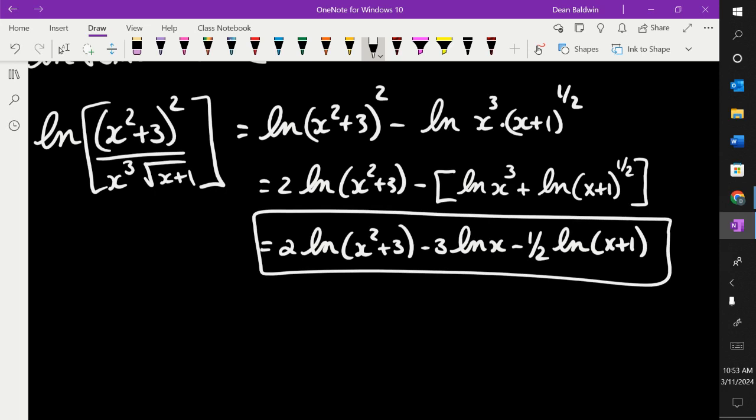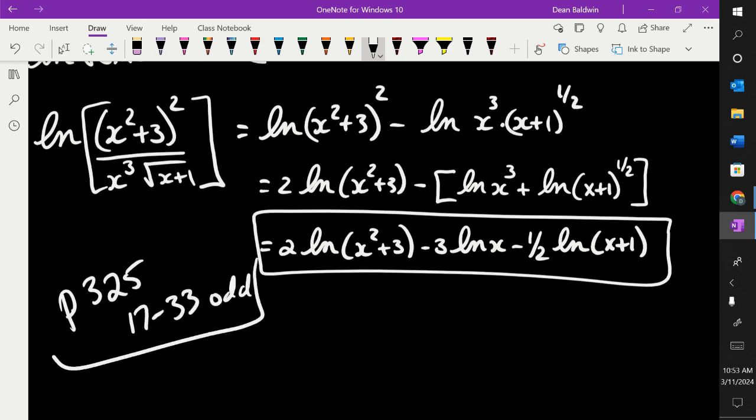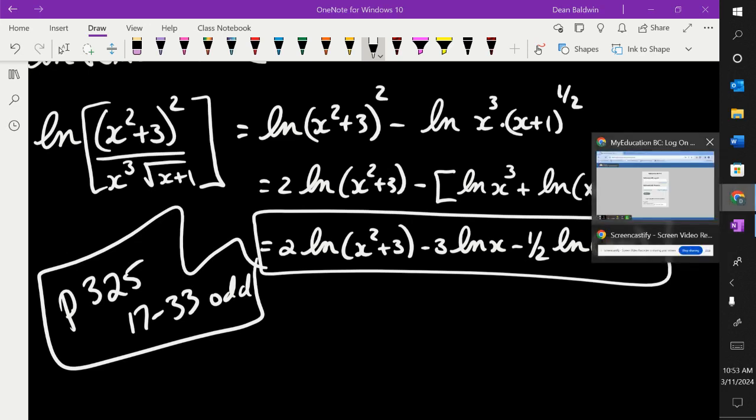Okay. Is that okay? So we're just reviewing our log rules and taking something that is built up into a mess and breaking it apart. That's all we're doing right now. We're not even doing calculus. We're just practicing this because we're going to use this to do derivatives. Okay? Any questions? All right. I'm going to give you some practice questions then. Page 325, 17 to 33 odd. Please. And then we'll get into the actual calculus.